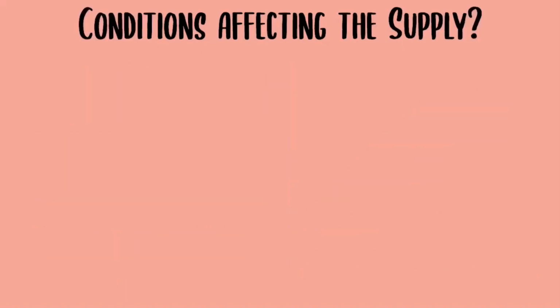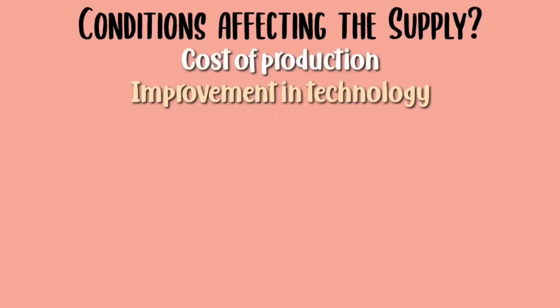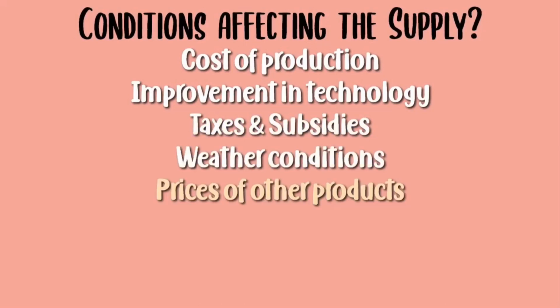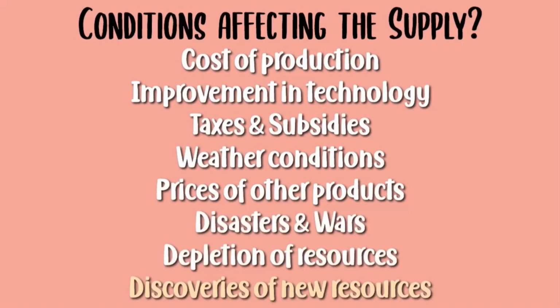Finally, let's look at the conditions affecting the supply. First, we have cost of production, improvements in technology, taxes and subsidies, weather conditions, prices of other products, disasters and wars, depletions of resources, and last but not least, discoveries of new resources.